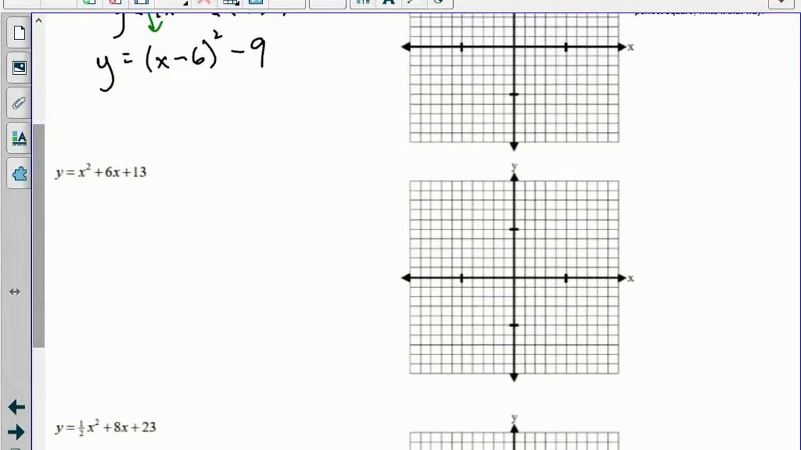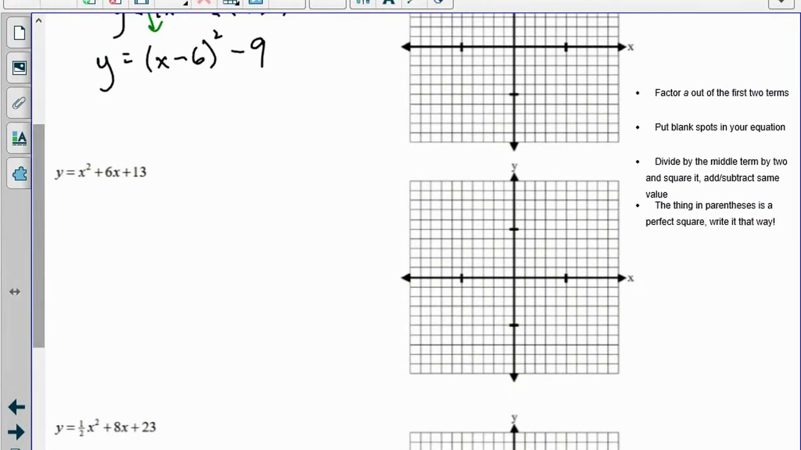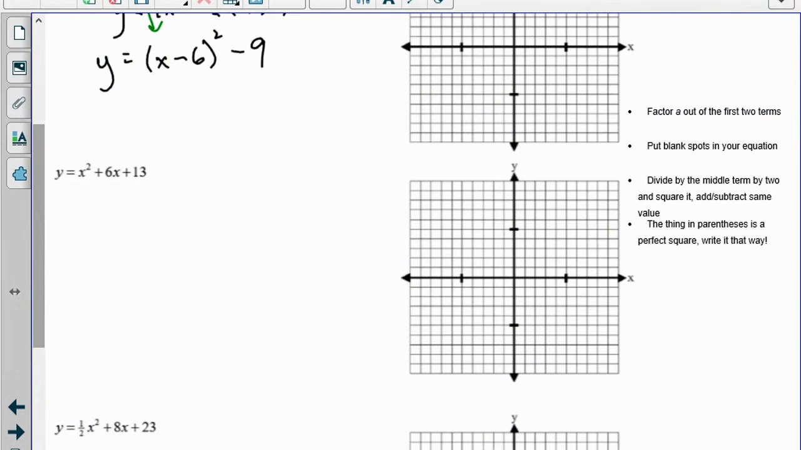So now let's go to the second problem. Keep those rules over on the side. x squared plus 6x plus 13. So let's confirm: negative 6 over 2 times 1 is negative 3. That's our x value of the vertex. And if we plug this back in, we're going to get 4 for the y value. So y equals x plus 3 squared plus 4 should be what we get when we're all done.